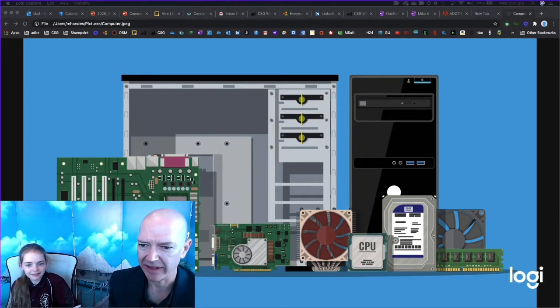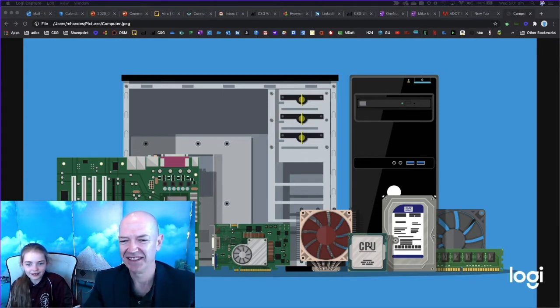Eva's going to tell us what these are and then we'll go into how they all work. So, Eva, starting left to right, what have we got? We've got the motherboard, the case, the graphics card, power supply, CPU, hard drive, fan, and RAM.